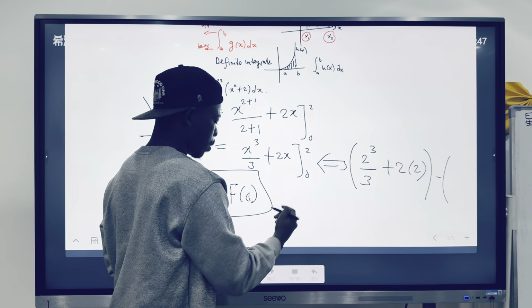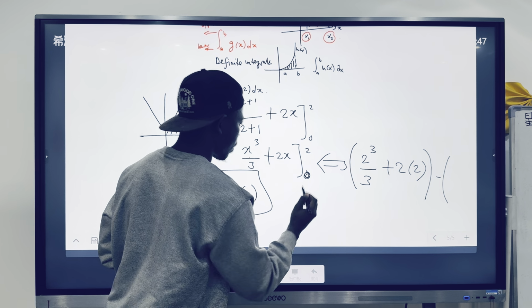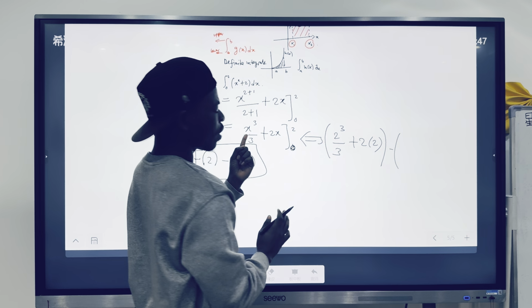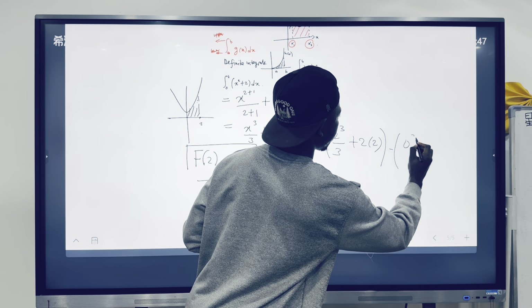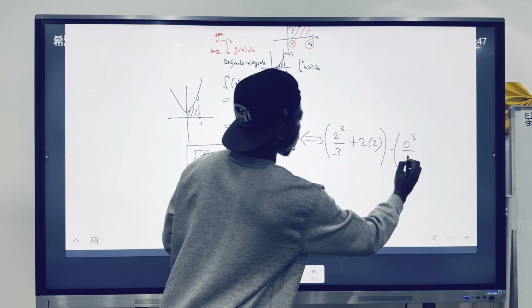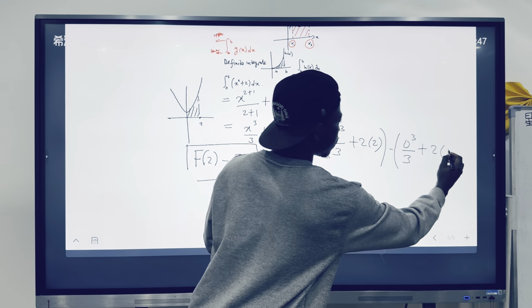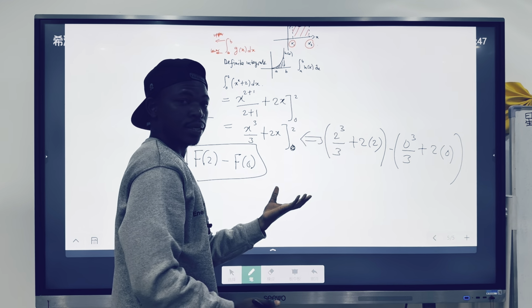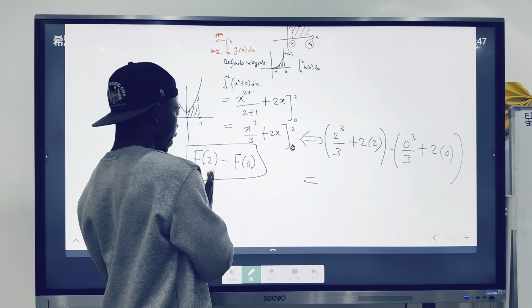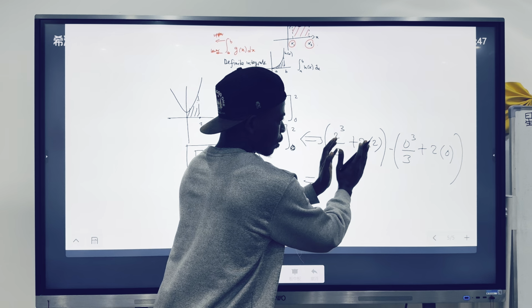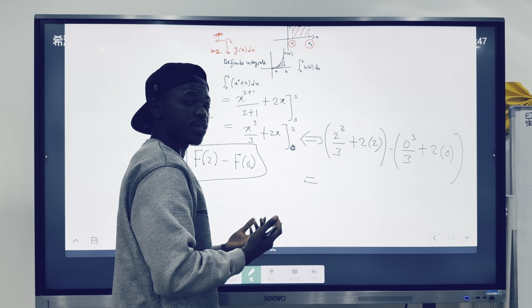This 0 should also do the same. Where there's x, I put 0. So it will be 0 to the power 3 over 3 plus 2, where there's x, I put 0. Like that. So this is what we mean by f of 2 minus f of 0. Then after that, we simplify this, we also simplify that, then we subtract them.